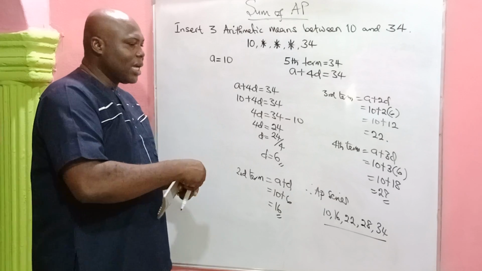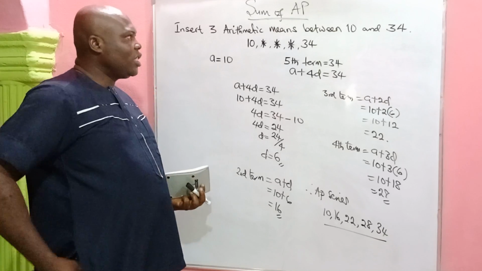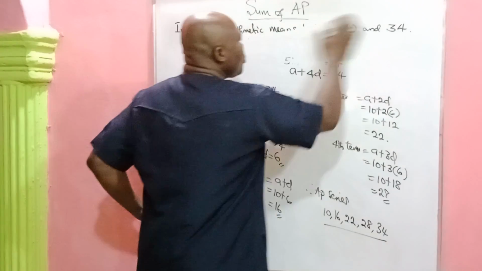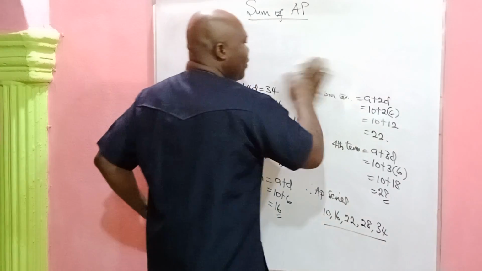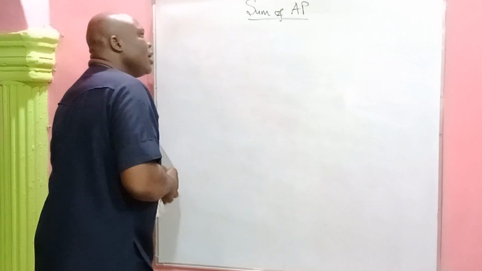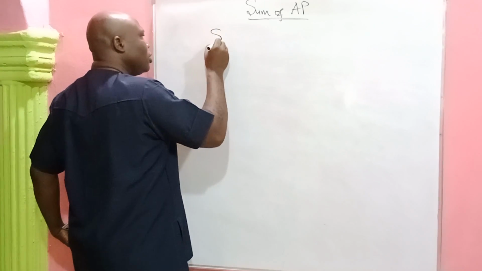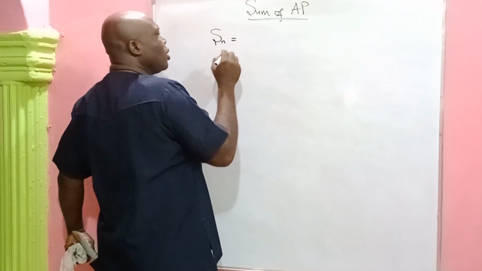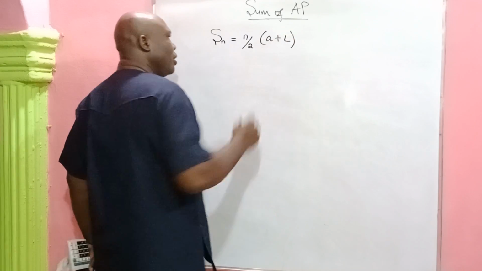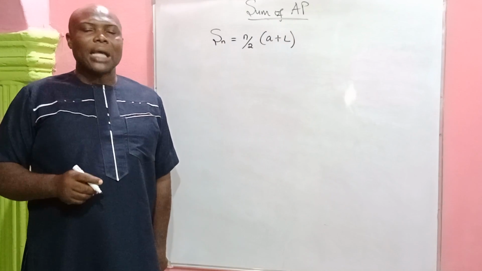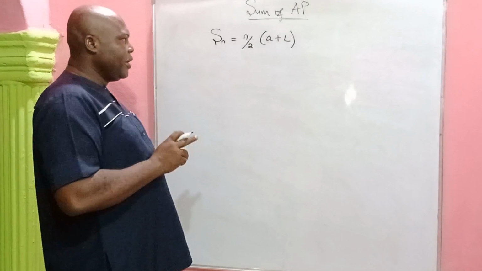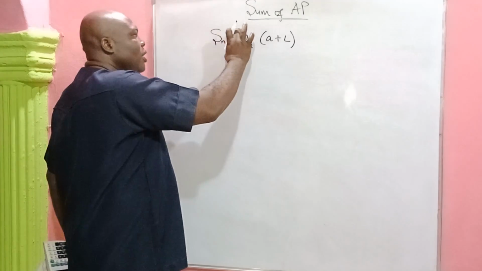All right, so without waste of time, we'll be going straight to the sum of AP, which is our topic for today. So we are taking the sum of AP. Now, the sum of an AP series is given by the formula S of n, the sum of the nth terms, equals n all over 2 into the first term plus the last term when the first and the last terms are given. Please take note of that. Once the first and the last terms of an AP series are given, for you to get the sum of that AP, you simply use this formula.